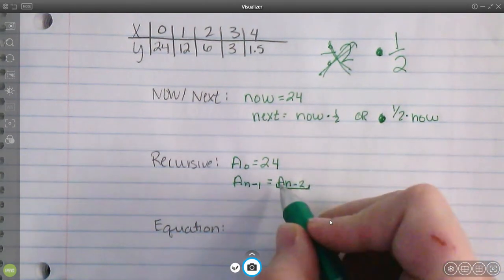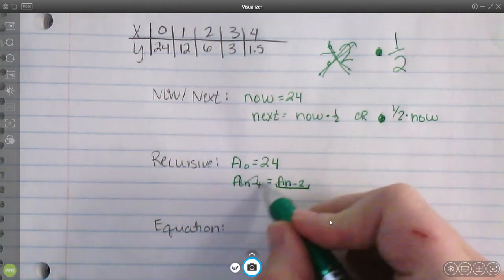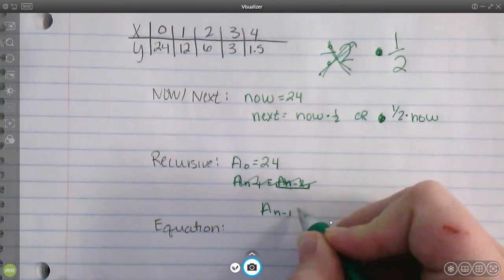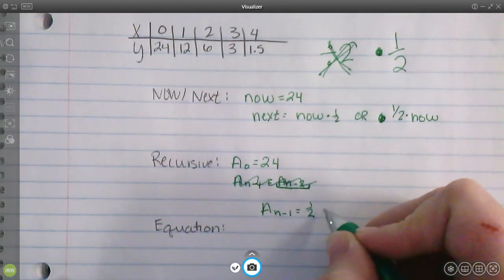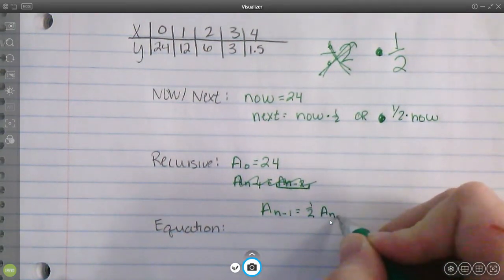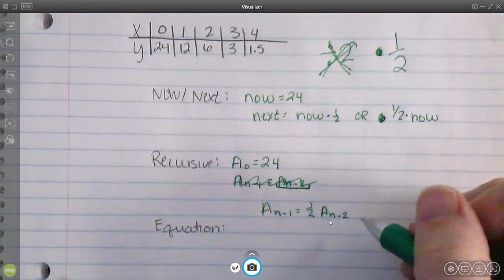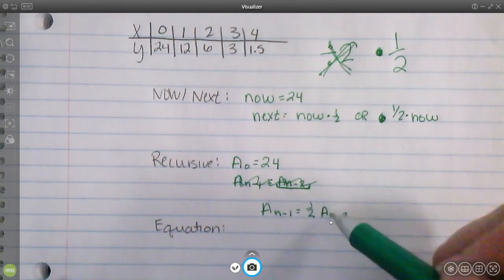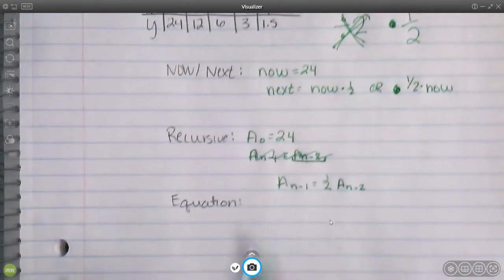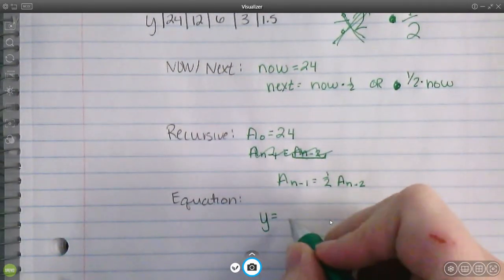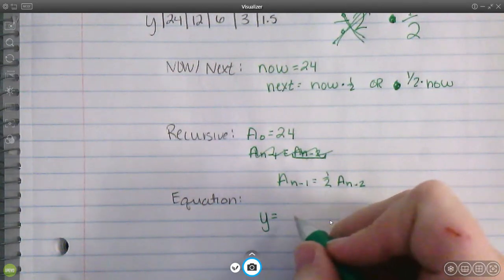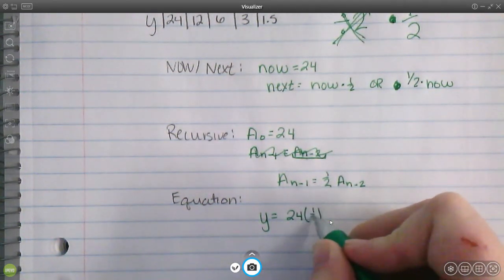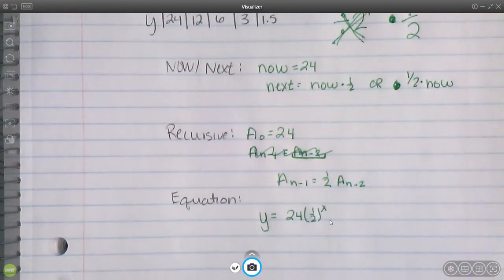And then we're multiplying by 1/2, so that goes out front. A sub n minus 1 equals 1/2 a sub n minus 2. So that could be a recursive formula. Or you could just write a sub n equals 1/2 a sub n minus 1. And then to write the equation, y equals a, which is our initial, which was 24, times b, which is what you're multiplying by, which is 1/2, to the power of x.